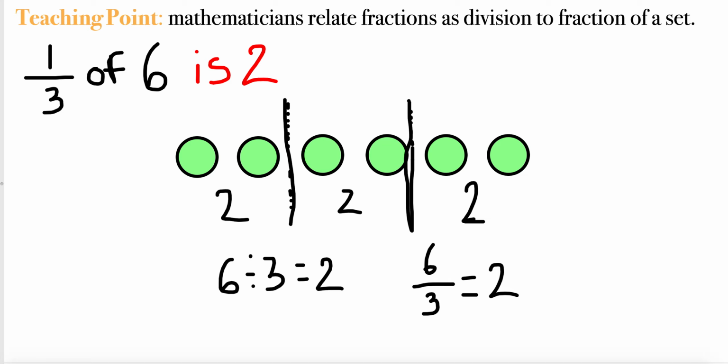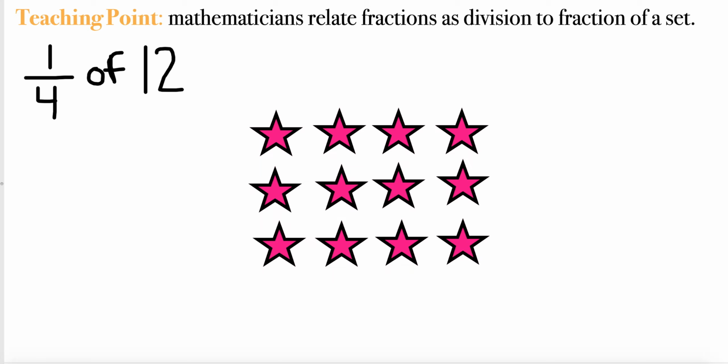Let's get a little more practice. Say I wanted to find 1/4 of 12. Well, if I have 12 items and I want to find out how many items would be 1/4 of the total, I want to break up my 12 items into 4 equal groups. So I have my array here and I'm going to break it up into 4 equal groups.